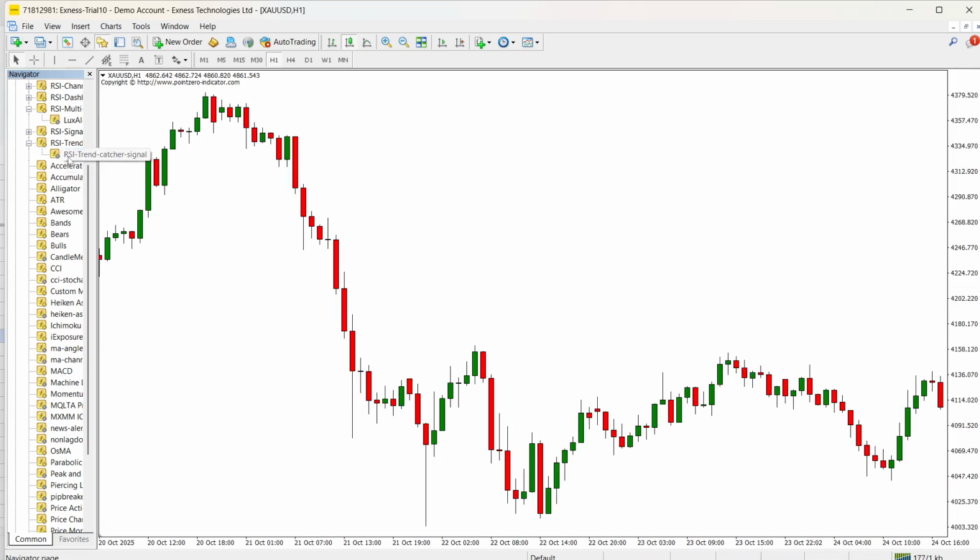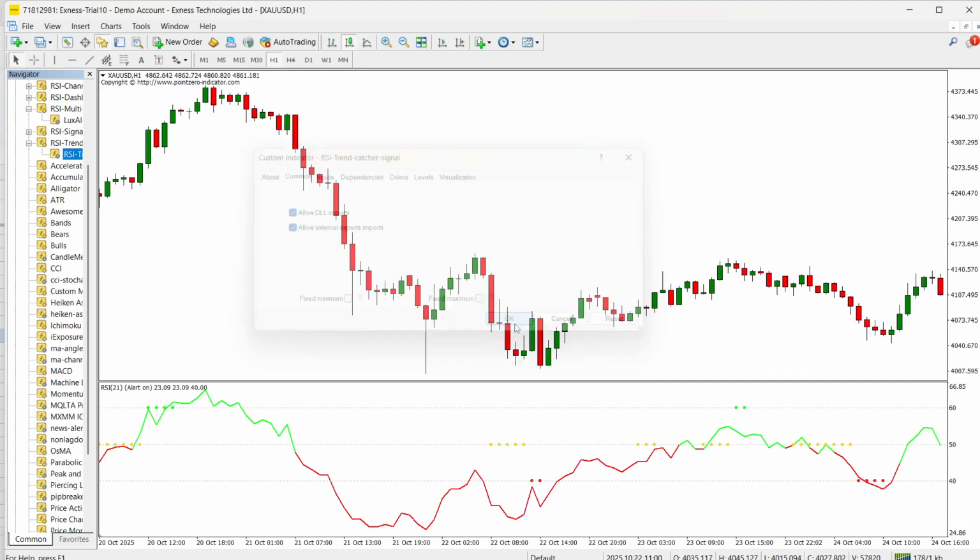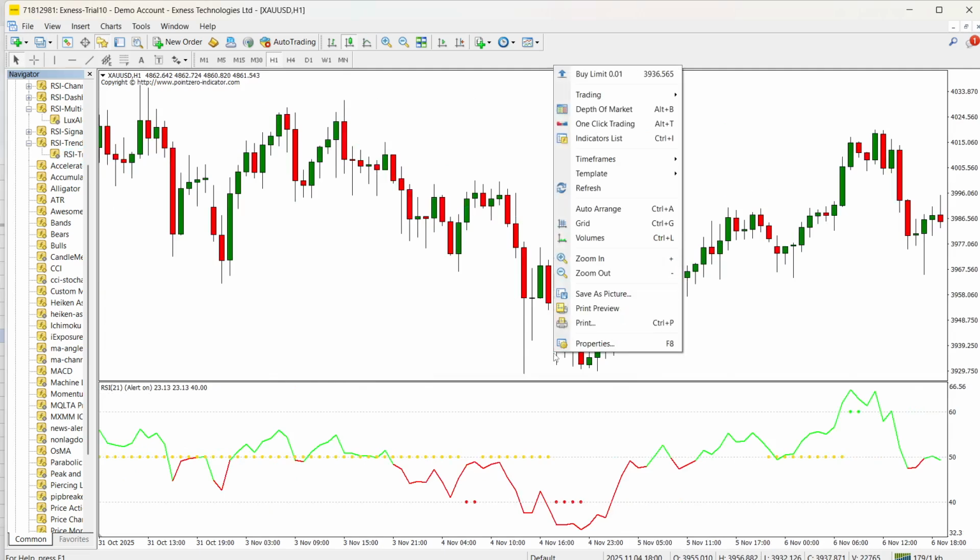At this point I'll load the indicator on the chart so you can see how it looks in real time. Remember to allow DLL imports, and there we have it.